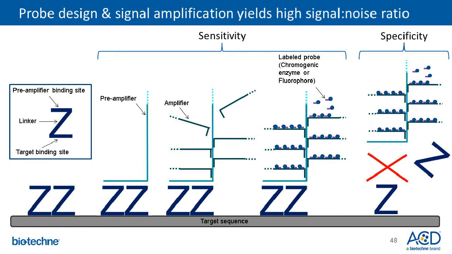And the standard RNAscope probe will consist of approximately 20 Z pairs pooled together that are designed to hybridize next to each other along a target region, allowing for a tremendous amount of amplification and signal potential. However, a minimum of only three Z pairs is needed to bind to the target RNA sequence in order to generate enough signal for molecular detection. Taken together, this combination of probe design and signal amplification ensures a high signal-to-noise ratio.